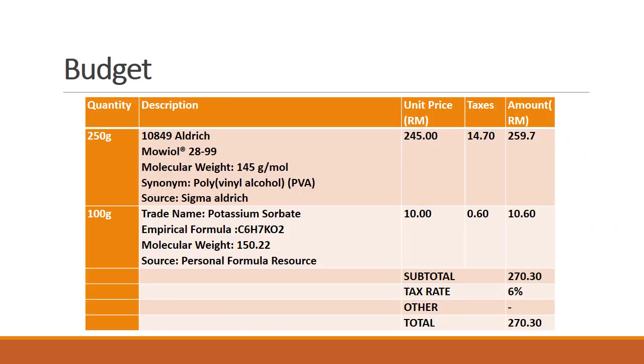The budget of this project: there are only two materials that need to be purchased, which are PVA, polyvinyl alcohol, and also potassium sorbate. PVA is purchased from Sigma Aldrich and potassium sorbate will be purchased from Personal Formula Resource. The total price will be 270 ringgit 30 cents.